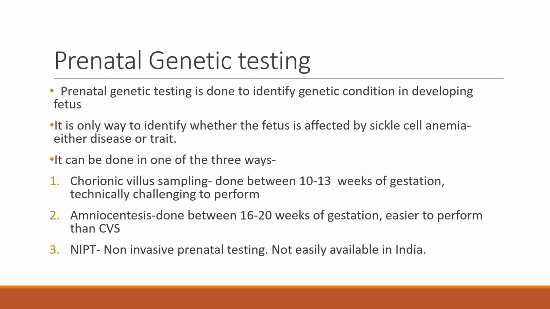Prenatal genetic testing can typically be done in three different ways. Chorionic villus sampling is done between 10 to 13 weeks of gestation, and technically it is a little challenging to perform. Number two, amniocentesis can be done between 16 and 20 weeks of gestation. It's easier to perform than chorionic villus sampling. And a third way is non-invasive prenatal testing. But NIPT for sickle cell disease is not easily available in India, and the cost might also be prohibitive.